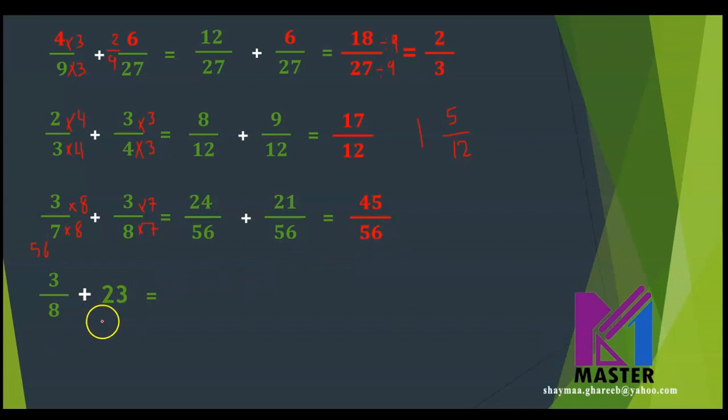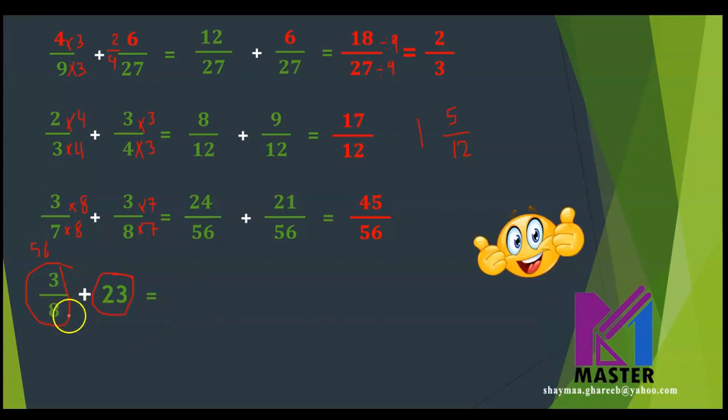For the last one, I have a fraction plus a whole number, and we said when we have a whole number and a fraction, I just add them and I write them as a mixed number. So the whole number is 23 and the fraction part will be 3 over 8. Then the mixed number will be 23 and 3 over 8.